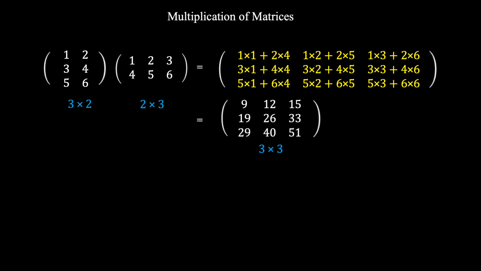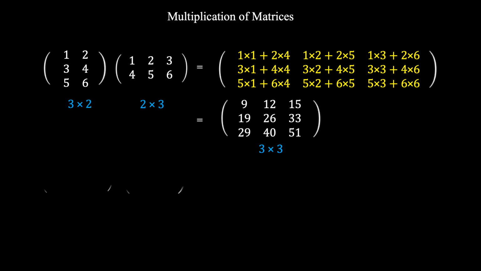It's easy to observe that the final result matrix has the same row number with the first matrix and the same column number with the second matrix. In general, if we multiply a m by n matrix with a n by k matrix, the result will be a m by k matrix.